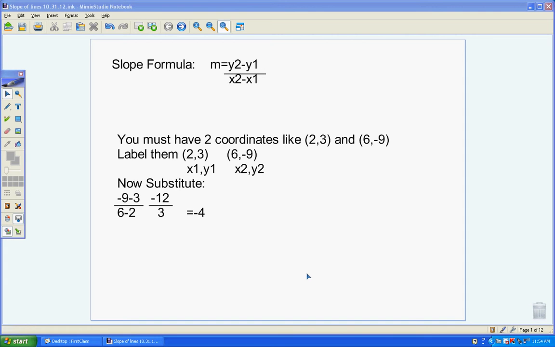So slope formula is y2 minus y1 over x2 minus x1. If you don't already have it memorized, you're going to hear it a lot. So I have to write this. It's very easy. Okay, the first thing, if you remember when we did distance formula, how we took the coordinates and we labeled x1, y1, and then x2, y2. You're really going to do the same thing here.